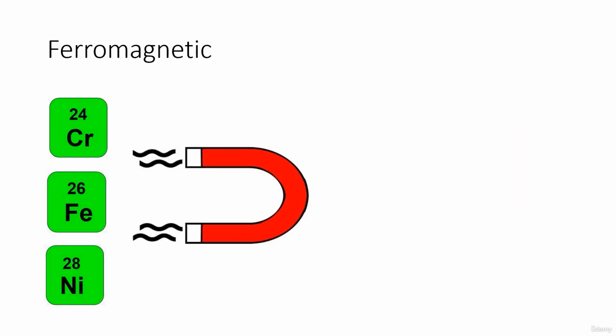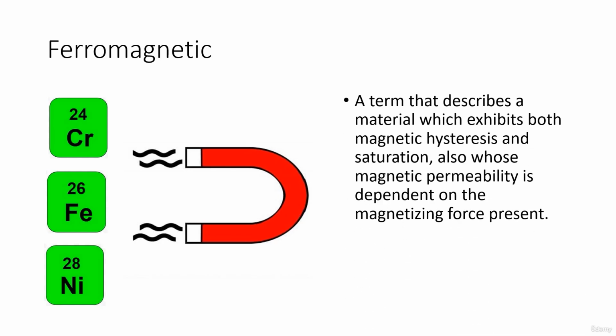So ferromagnetic materials, for the most part, and I'm just giving you a rough overview, are chrome, iron, and nickel, the three materials if we look at the periodic table. Ferromagnetic is a term that we use for a material which exhibits both magnetic hysteresis and saturation. I'm not going to dive too deep into those. Also, the magnetic permeability is dependent on the magnetizing force present. But ferromagnetic means we can magnetize the material. Aluminum, copper, those we can't. The big one here is iron.